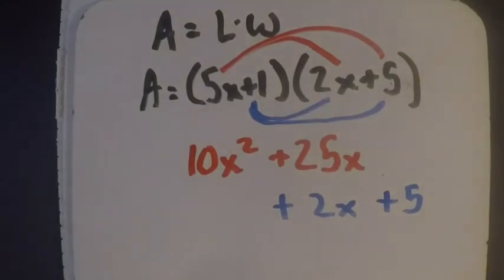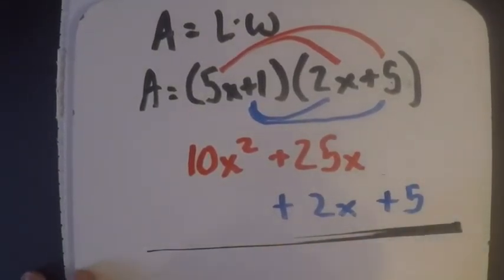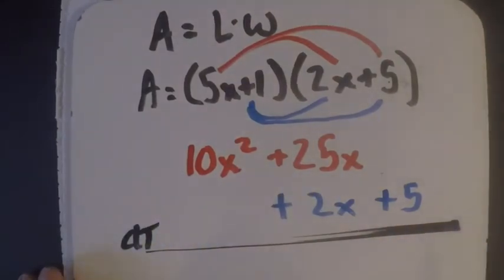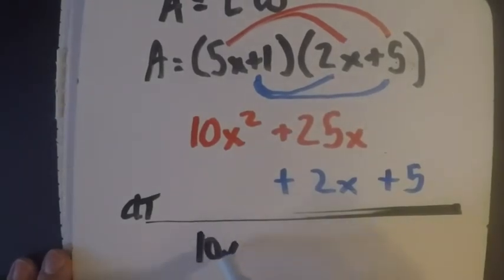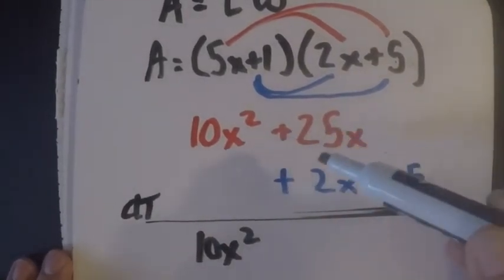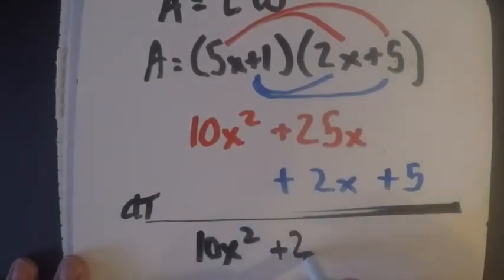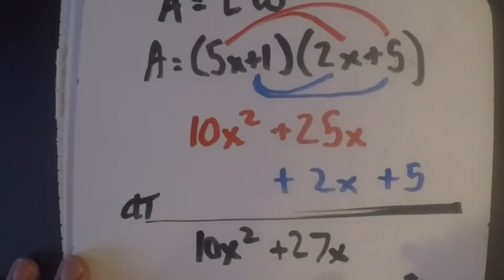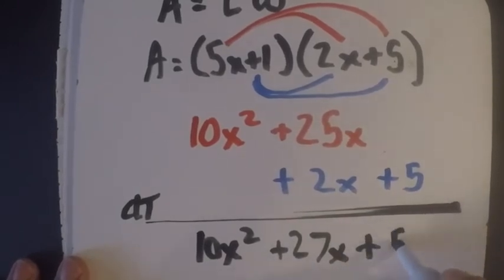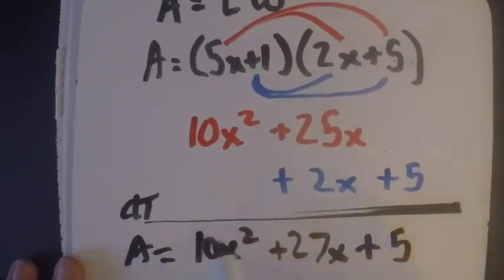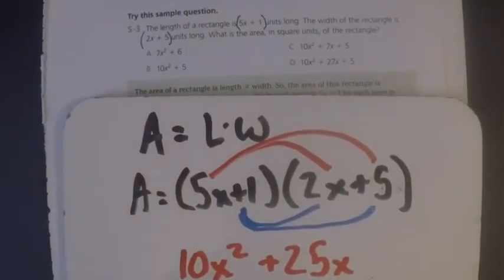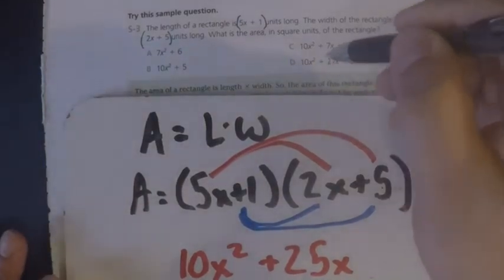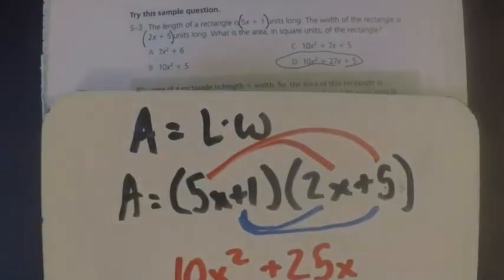And now we combine our like terms. So we draw our line for combining like terms, and we just add down. 10x squared has no like terms to combine, so we just write 10x squared. 25x and 2x, we add those together, plus 27x. And our 5 again has no like term, so we just put plus 5. And this is all equal to our area. So we look at which of these choices matches. If I'm looking for 10x squared plus 27x plus 5, then I'm looking at choice D here.